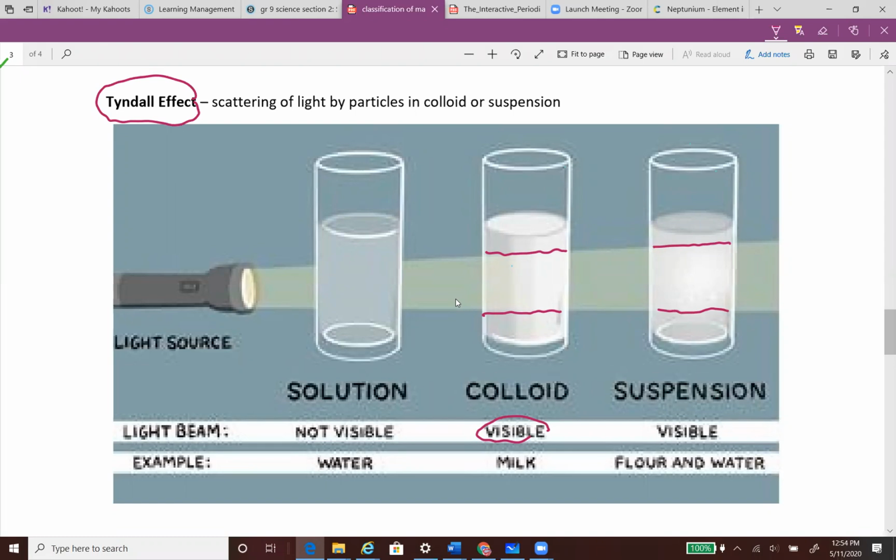The other thing that will happen is the light will actually scatter. So the beam will change direction. That's called the Tyndall effect. It's the scattering of light by particles. So colloids and suspensions will do this. Solutions won't.